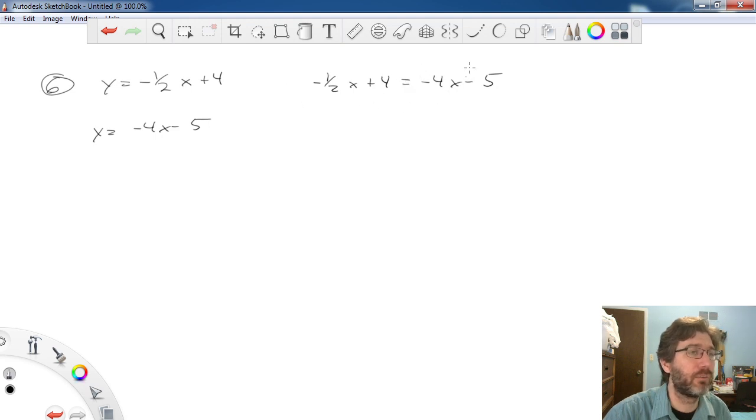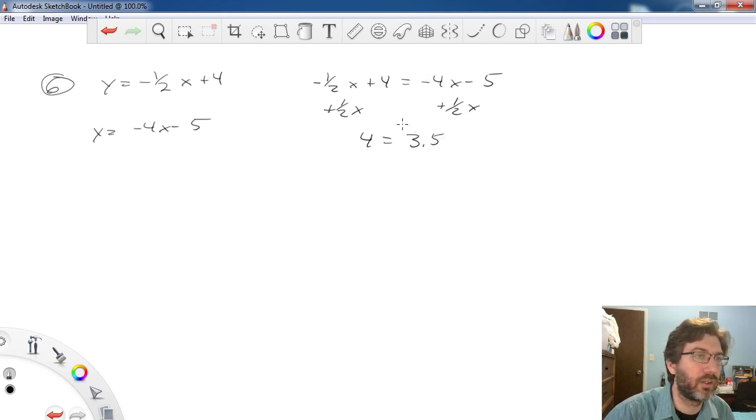Anyways, you want to get your x's by themselves. So here, you can either move the 1/2 over or the negative 4 over. I guess it's really up to you. I'll move the 1/2 over. So I'm going to add 1/2 x to both sides. This is going to equal 4 equals, and then negative 4 plus 1/2 is negative 3.5. I'm just going to make it the decimal. Negative 3.5x minus 5. Then go ahead and solve for x.